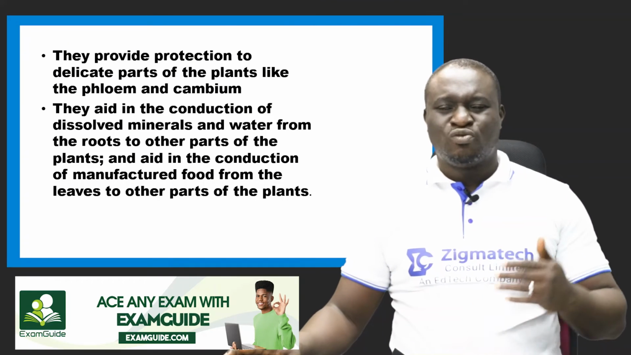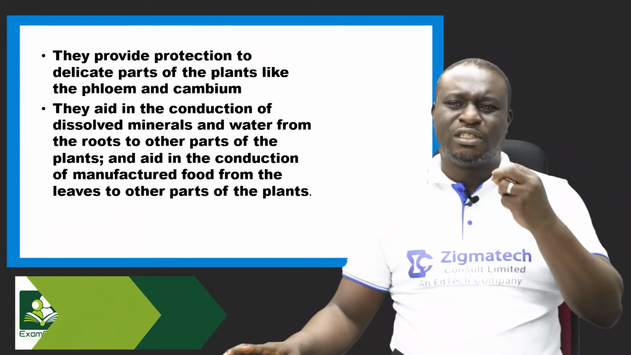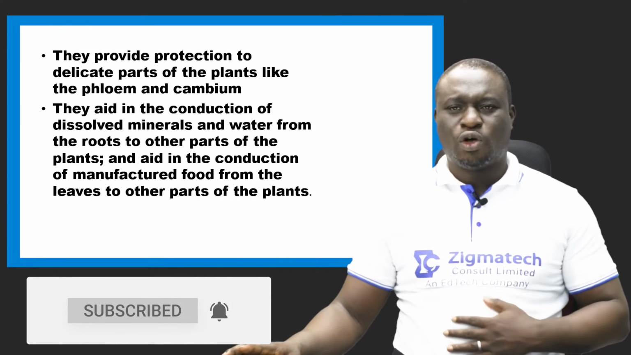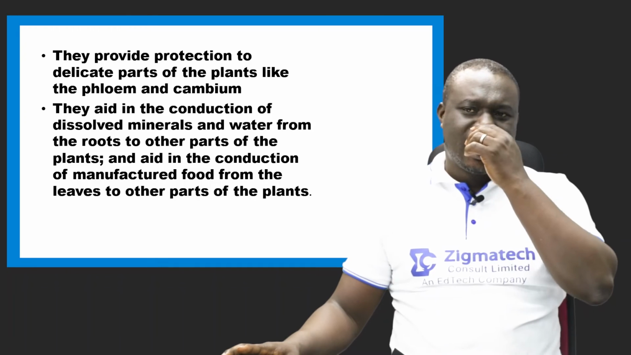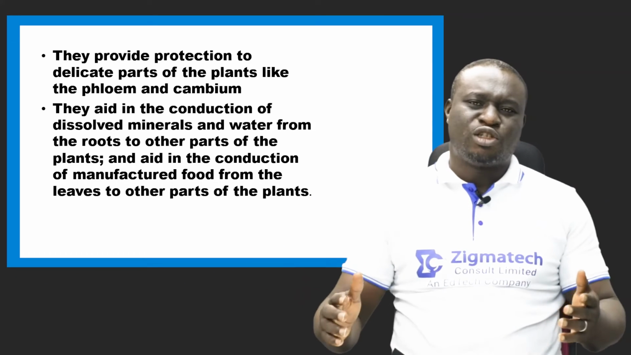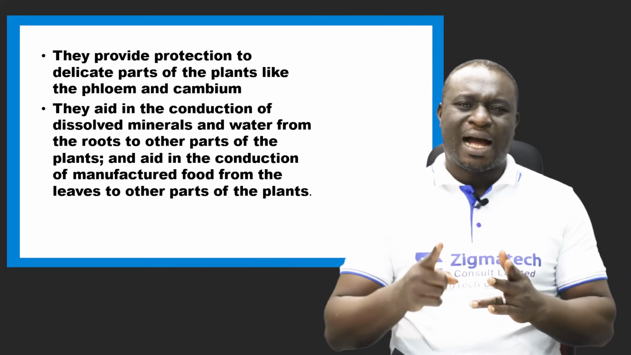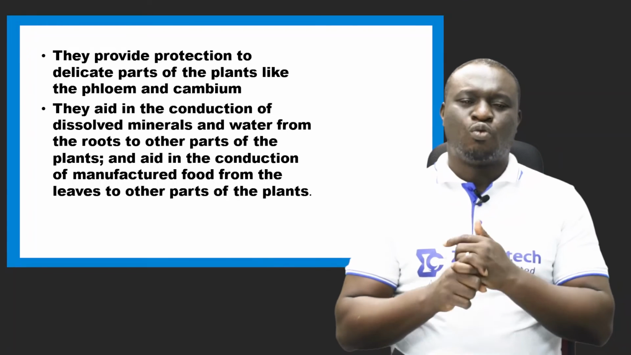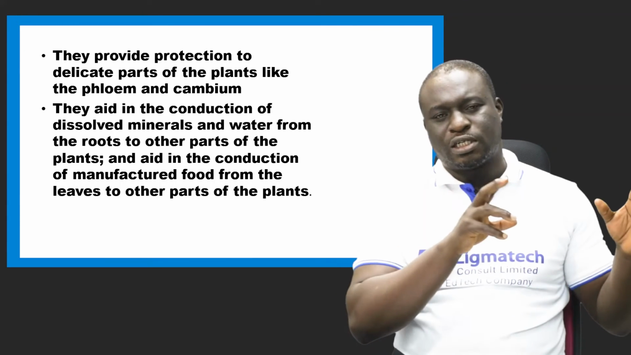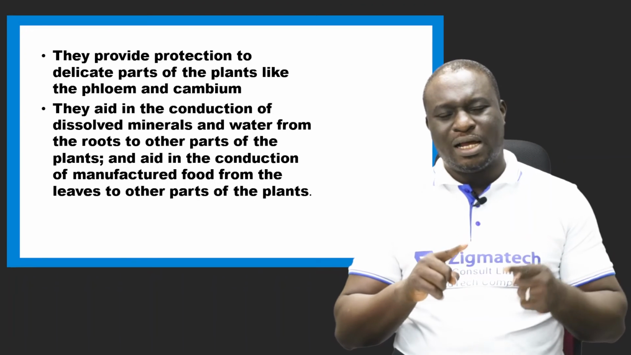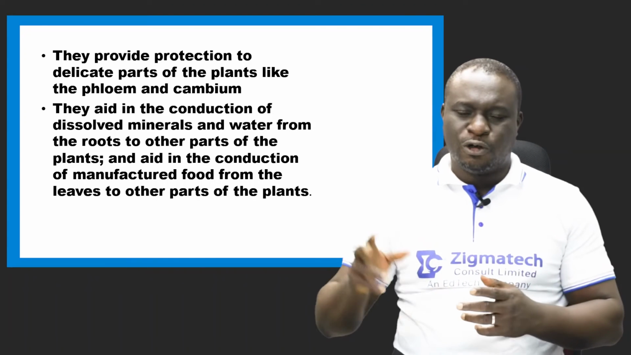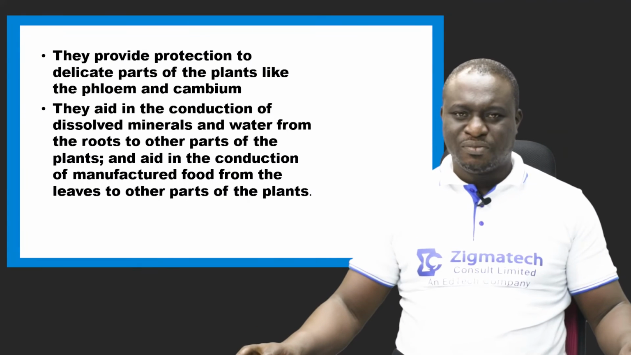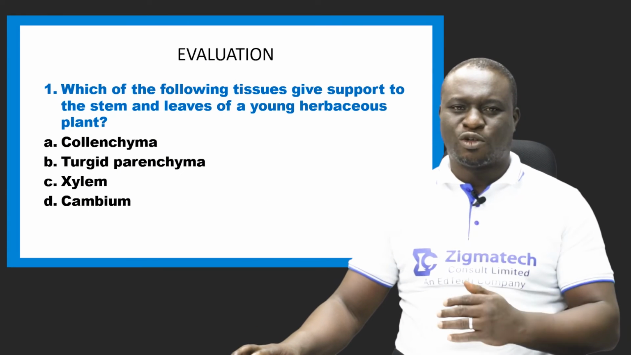And then finally, they aid in the conduction of dissolved minerals and water from the roots to other parts of the plant. And that is the major function of the xylem and the phloem. The xylem helps to conduct dissolved minerals and water from the roots to the leaves, and the phloem helps to conduct manufactured food from the leaves to the roots and other parts of the plant. And this brings us to the end of this particular discussion.